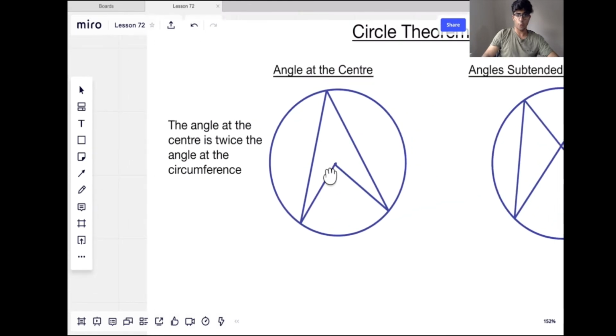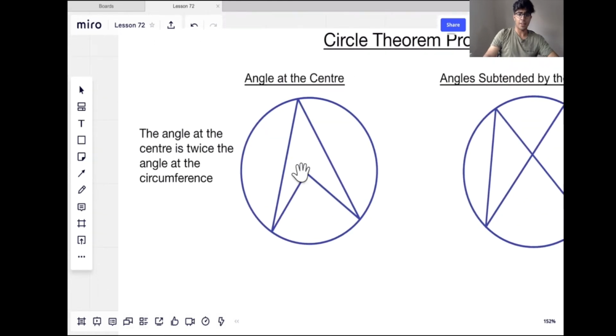Okay, so our first circle theorem is that the angle at the center is twice the angle at the circumference. So that's saying that this angle here is twice this angle here. So if this angle here is x, for example, this is 2x.